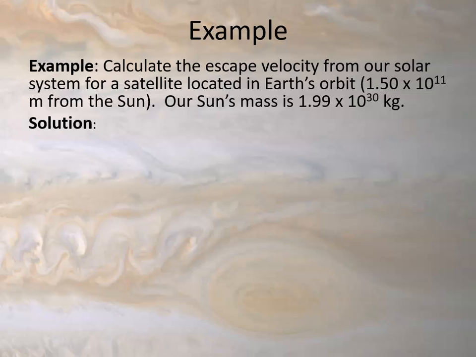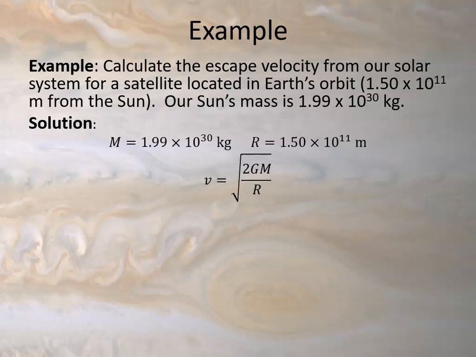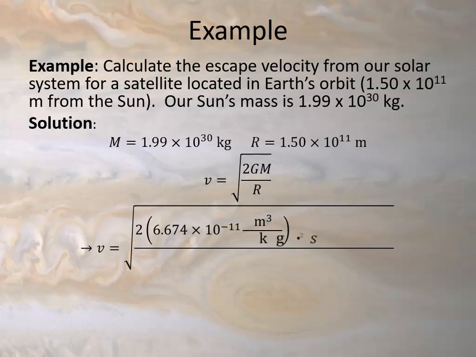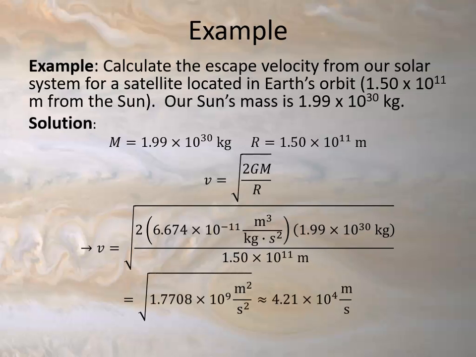Quick example. Calculate the escape velocity from our solar system for a satellite located in Earth's orbit, given our Sun's mass. So here you have the mass of the Sun and the radius of the current orbit, or at least the distance it is from the center of the thing causing the gravitational field. There's our formula for escape velocity. Now you plug in the numbers, and upon evaluation, you find that that speed is 4.2 times 10 to the 4 meters per second. That's like 90,000 miles per hour. And I'm sorry, but no spacecraft has ever achieved that speed.